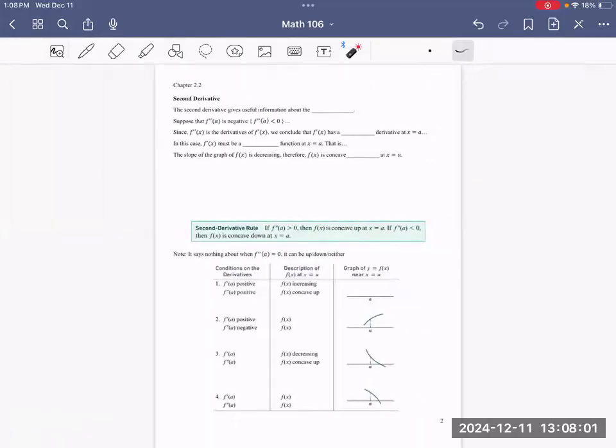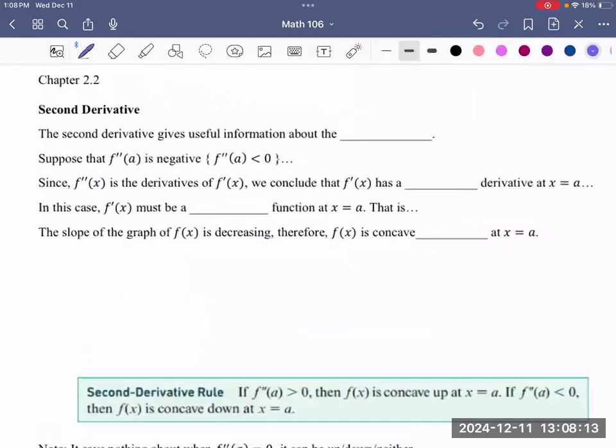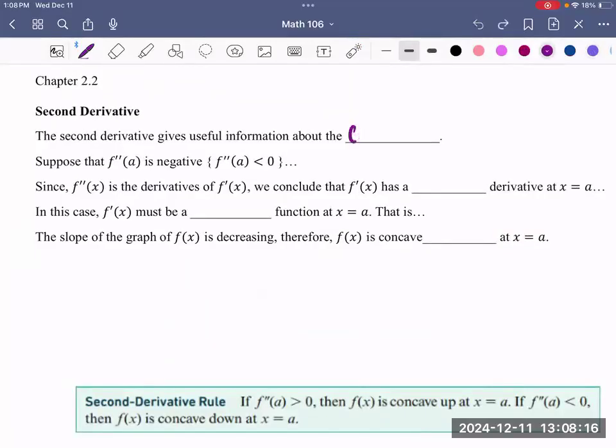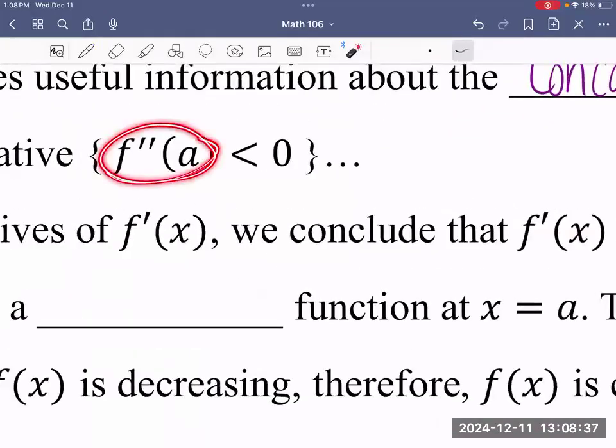So now that's all about your first derivative. So first derivative tells us about the slope of the tangent line. Your second derivative gives us different information. Second derivative is useful about your concavity. So suppose that the second derivative, when x is equal to a, so at a particular point, if it's negative, this is suggesting that it's negative.